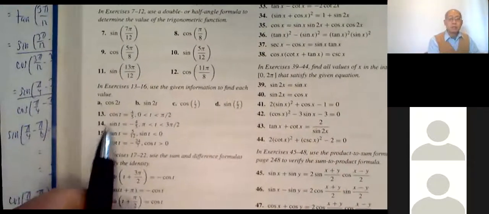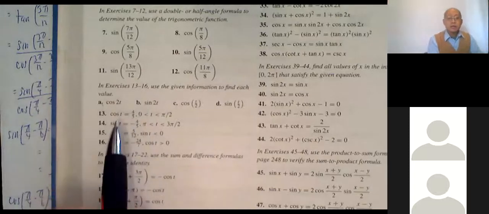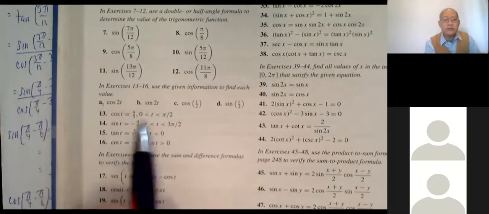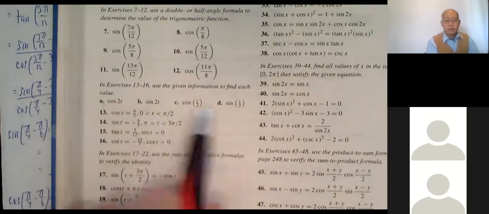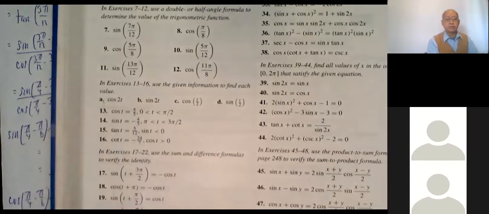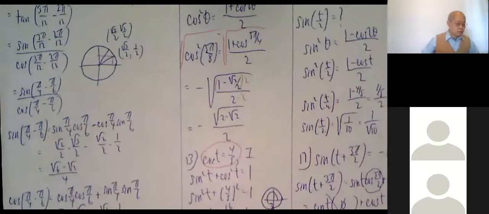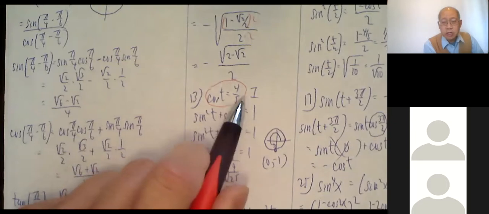All right, then 13. There's a lot going on. It says cosine of t is 4/5. T is between 0 and pi over 2, first quadrant. They want you to find all this stuff here. Okay, so I'll do 13. Let's do 15 on your own, perhaps. Okay, cosine of t is 4/5, quadrant 1.